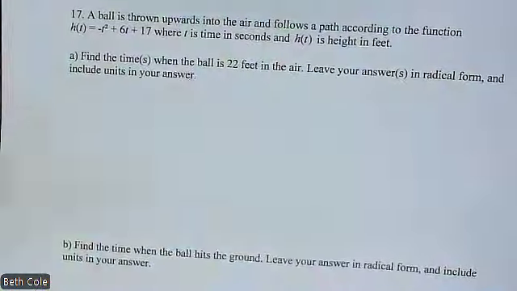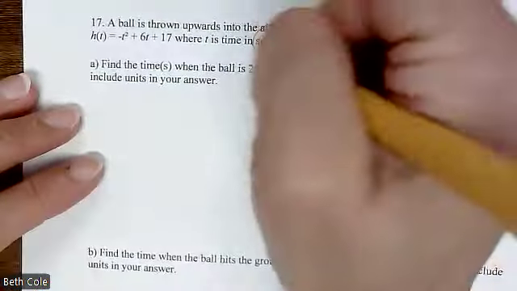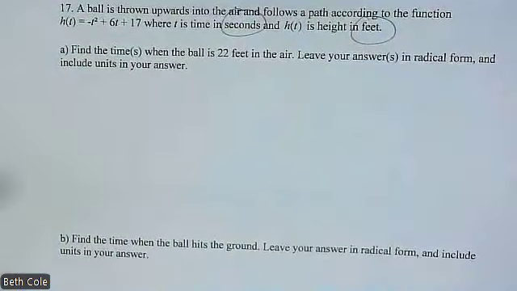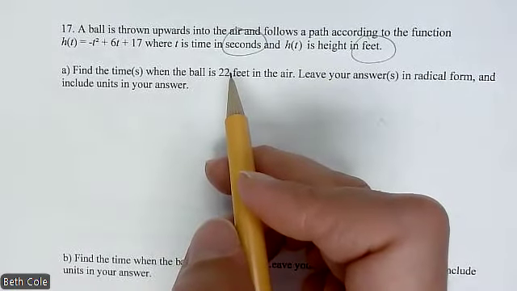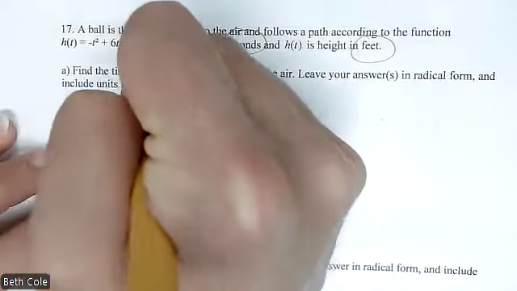All right, same thing. A ball is thrown into the air. We have seconds, we have feet. Find the time, or times, plural, when the ball is 22 feet in the air. That means you're going to take this equation and set it equal to 22.